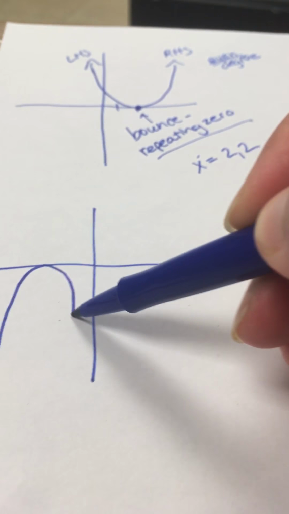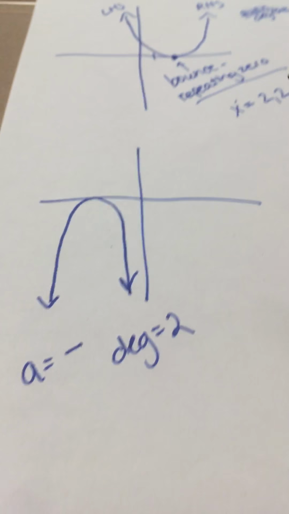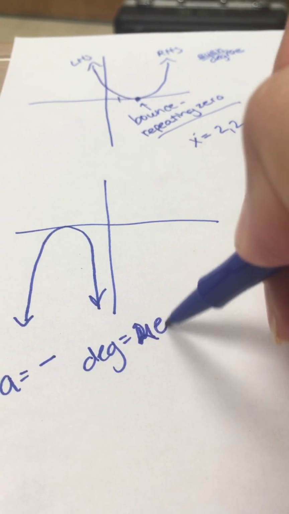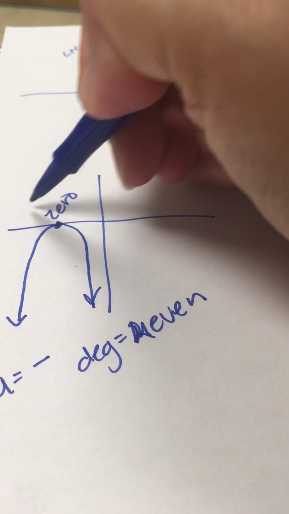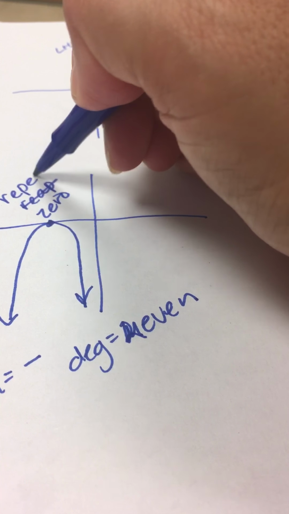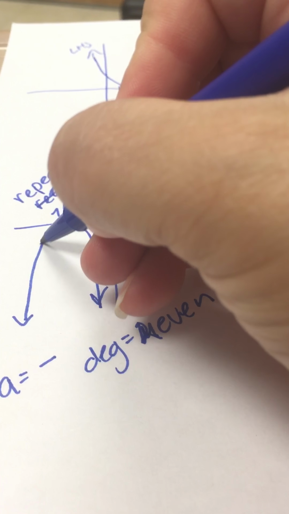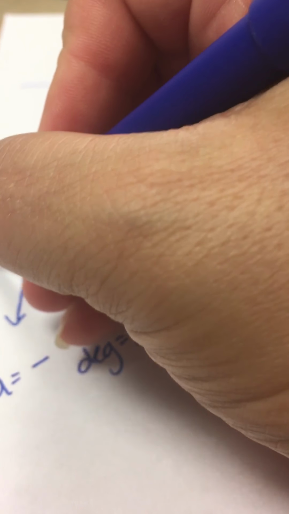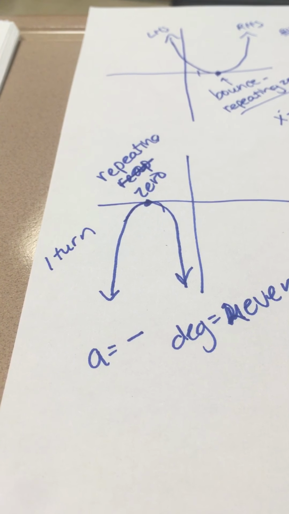If the graph goes like that, it's upside down, I know the a is negative because it's upside down. The degree is even because they're both going the same direction. I know here is my 0, but it's repeating because it bounces off the x-axis. And I also know, because there's only one turn, that the degree minus 1 is equal to the number of possible turns in the graph.